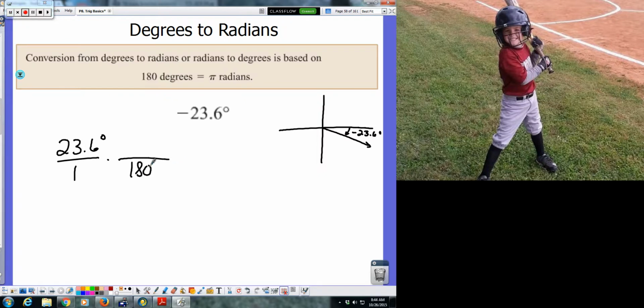180 degrees I'm going to put on bottom, because degrees I want to cancel with degrees. Pi radians I'm going to put on top. Degrees cancel. In your calculator, you do the same thing just backwards. You're going to take 23.6.